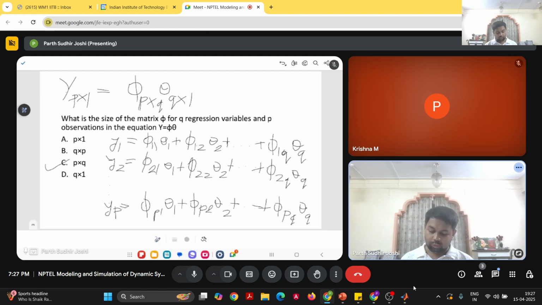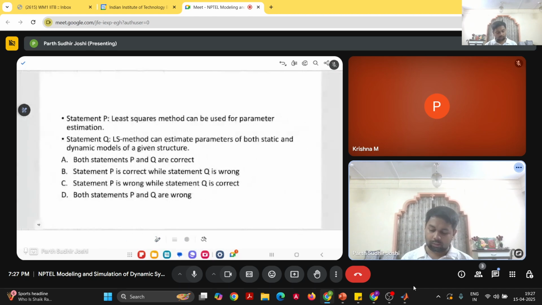Now let us proceed with our next question. In this question we have been given two statements, P and Q, and we have to find out which of these statements are correct. The first is that the least square method can be used for parameter estimation, and the second is that the least square method can estimate parameters of both static and dynamic models of a given structure. Which one do you think is the correct answer?